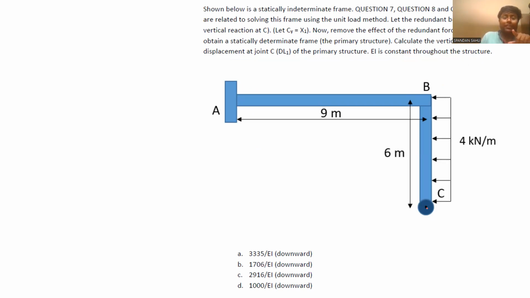I am giving a hint for this question. You take a screenshot and solve it by yourself. Here the redundant is Cy. So once you remove that Cy, your structure becomes determinate.